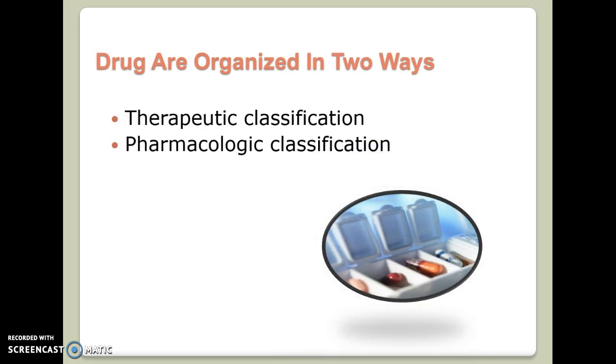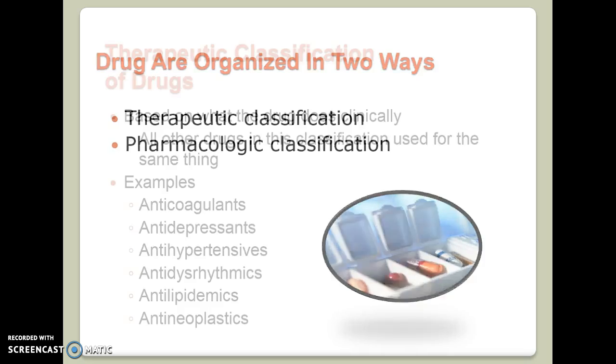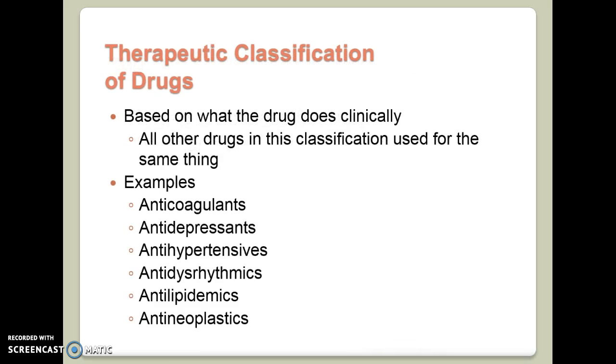First of all, drugs are organized in two ways. There's the therapeutic classification as well as the pharmacologic classification. The therapeutic classification of drugs is based upon what the drug does clinically. All the other drugs in this classification are used for the same thing. For example, anticoagulants are all going to be used for anticoagulation, antidepressants, antihypertensives. Okay, so that's the therapeutic classification of drugs. We talk about that a lot in class.